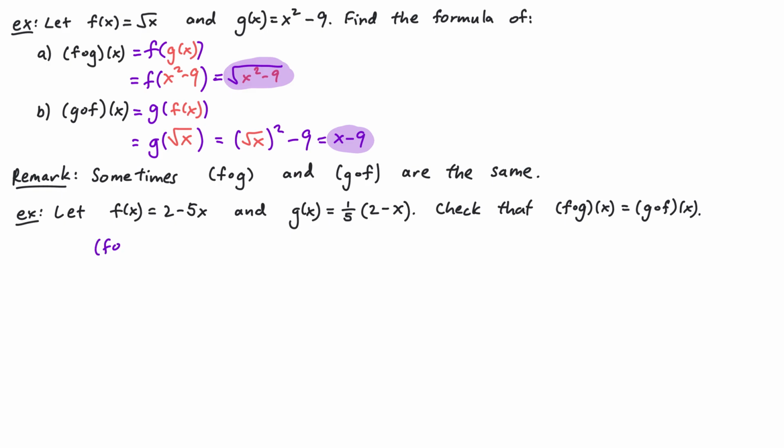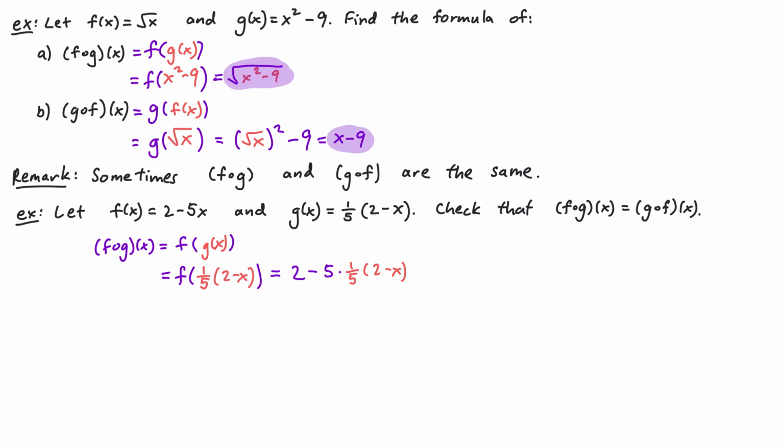So starting with f composed with g of x, we're looking at f of g of x. First, let's replace g of x with 1/5 times 2 minus x. And what we want to do is plug that into the f function. So in my f function, let's replace the x here with my new input. So f of 1/5 times 2 minus x would be 2 minus 5 times 1/5 times 2 minus x. So this here is the formula for f composed with g of x.